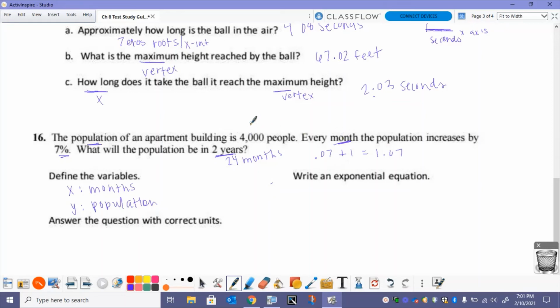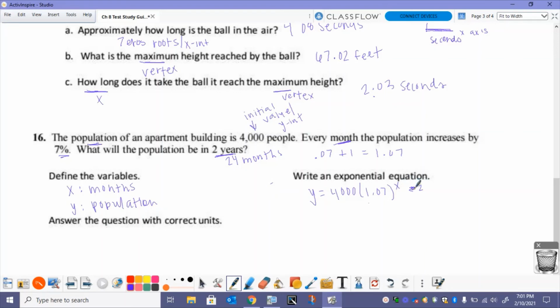All right, remember our initial value is the same thing as our y-intercept. Okay, so 4,000 is what we're going to plug into our equation. So y equals our initial value of 4,000 times our multiplier of 1.07 to the power of x. Then it says to answer the question with the correct units. So we're just going to plug in 24 for x.